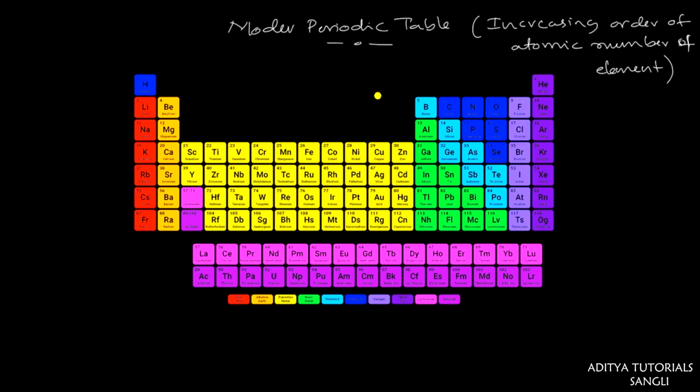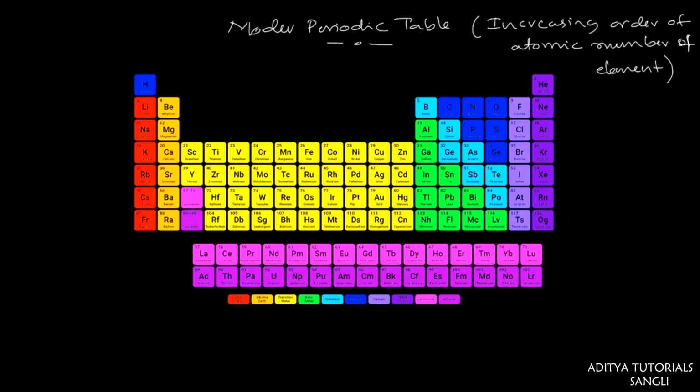atomic numbers. You can see here the atomic number of hydrogen is 1 and the atomic number of helium is 2. Lithium is 3, beryllium 4, boron 5, carbon 6, nitrogen 7, oxygen 8, fluorine 9 and neon 10, like that. It is arranged in the increasing order of their atomic number and we get this periodic table.